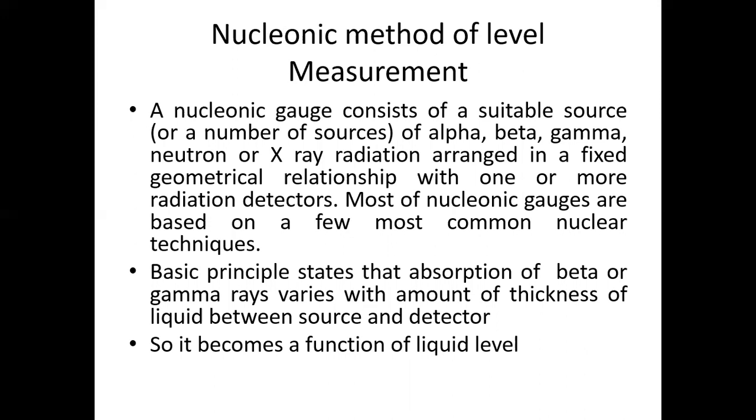Most of these nucleonic gauges are based on a few common nuclear techniques. The basic principle states that absorption of beta or gamma rays varies with the thickness of liquid between source and detector. The absorption of beta and gamma rays varies according to the thickness of liquid between source and detector. So it becomes a function of liquid level.